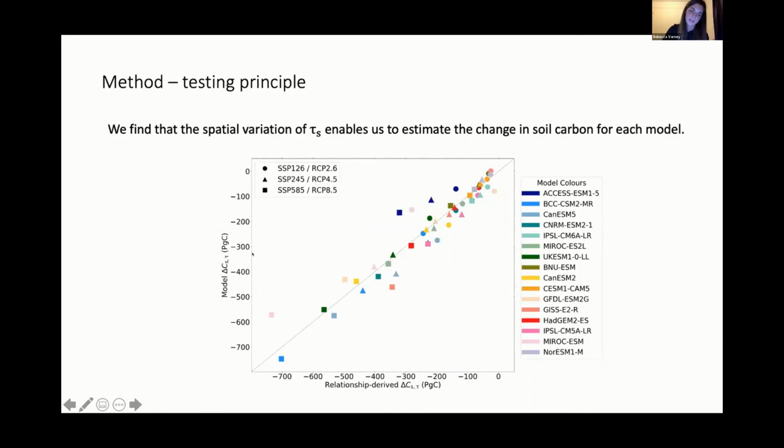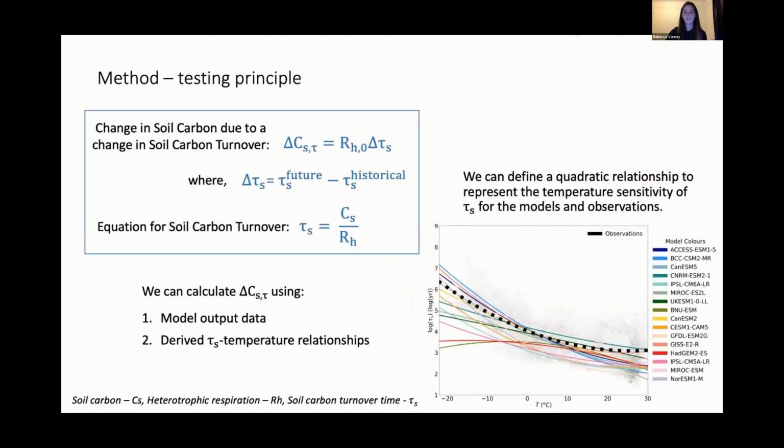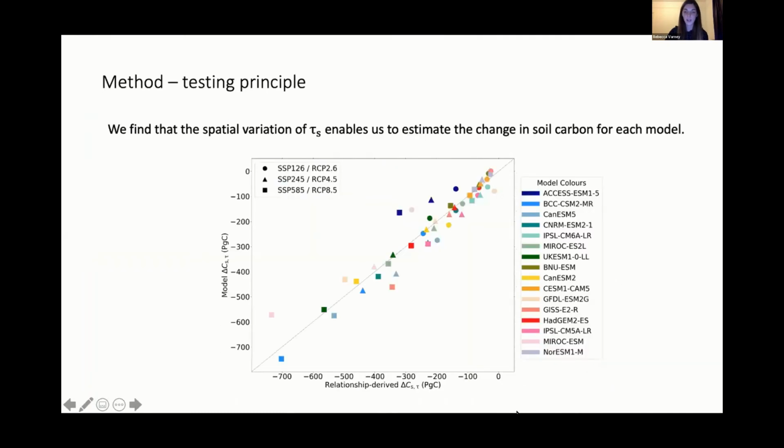So here is the result, where on the y-axis you've got the model change in soil carbon due to the change in soil carbon turnover time. And on the x-axis you've got this change in soil carbon due to the change in soil carbon turnover time, however, using these model-specific relationships together with model temperature alone. And as you can see on this plot, all of these points for 3 different future scenarios are very close to the one-to-one line, which tells us that these model-specific quadratic relationships do predict the subsequent change in soil carbon, as well as the model projections under climate change.